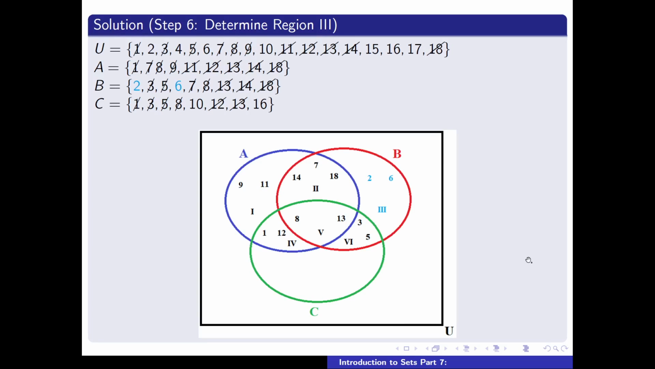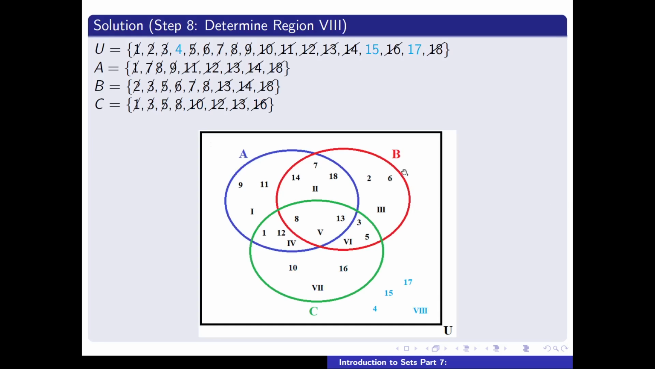Now we move on to region 3. This is whatever's left over in B that I haven't already placed. And again, since everything's X'd out, this makes it very easy to read. Elements 2 and 6 are the only thing left over. So those go into our region 3 there. Next, in region 7, this is all the elements left over in set C that have not already been placed. And again, thanks to all of our strikeouts, it's easy to read what's left over in C, namely the elements 10 and 16.